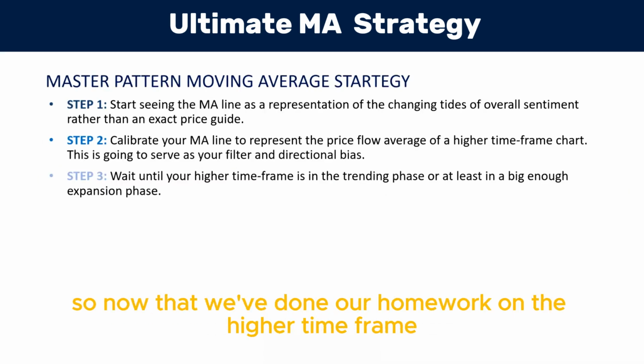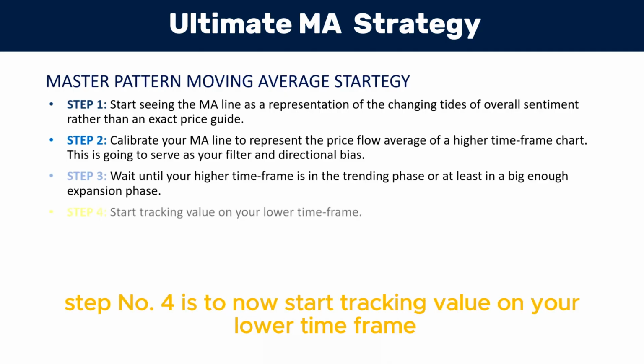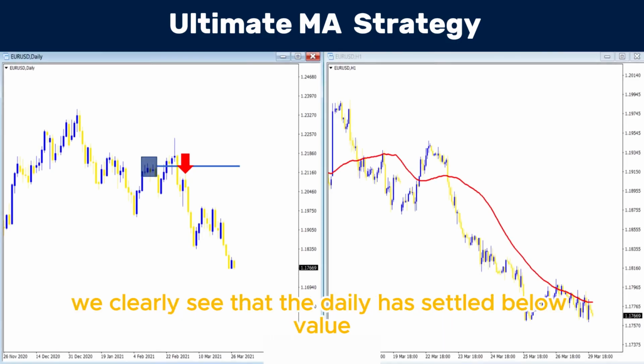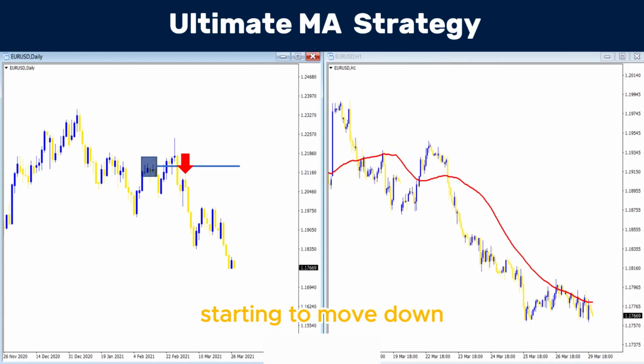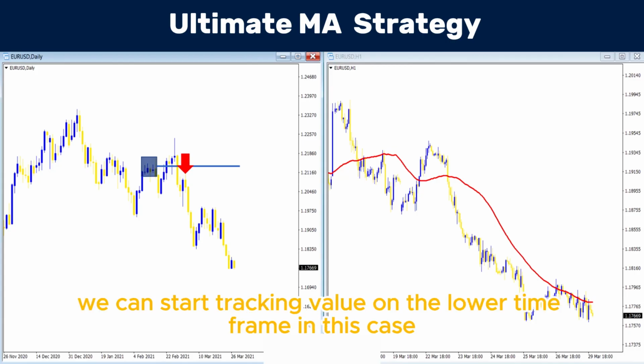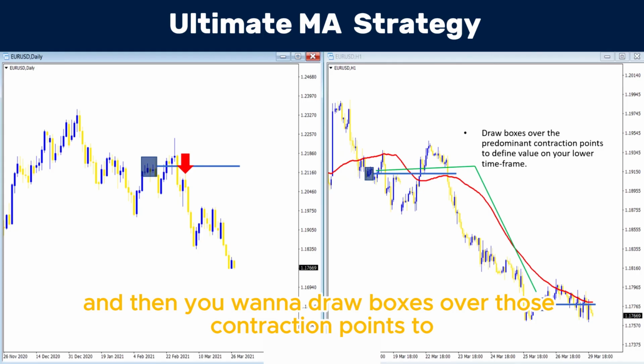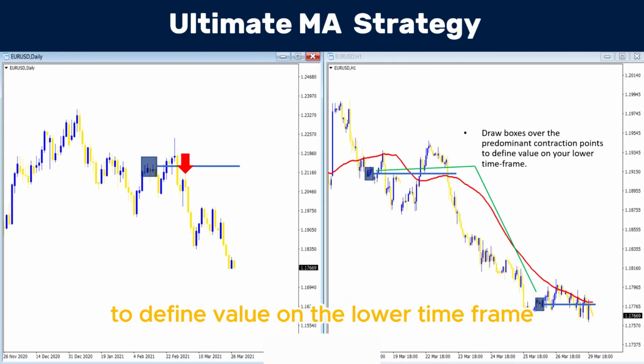Okay, so now that we've done our homework on the higher time frame, step number 4 is to now start tracking value on your lower time frame. Let's go back to the example. Again, we clearly see that the daily has settled below value. It's starting to move down. We can start tracking value on the lower time frame. In this case, we have the 1-hour chart. You want to find the most predominant contraction points as they develop, and then you want to draw boxes over those contraction points to define value on the lower time frame.